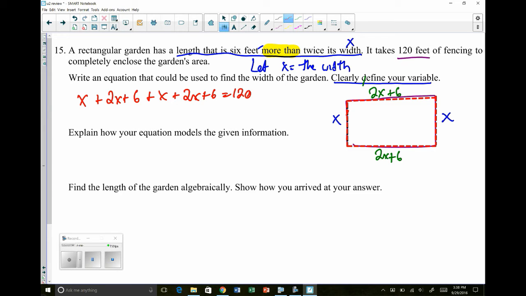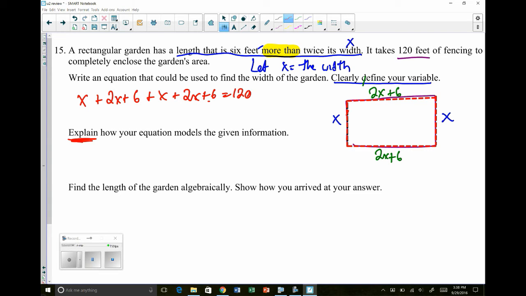Explain how your equation models the given information. Explain, write a sentence. For the sake of space, I'm going to talk through what I would write. I would write the 120 feet of fencing represents the perimeter, so I added all of the sides together and set it equal to 120. That's how I explained that my equation modeled this information. The 120 was the perimeter. I found the sum of all the sides because that's what perimeter is.